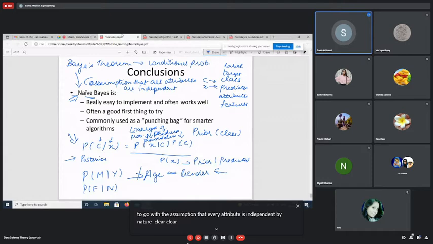Clear, class? Yes, ma'am. We are going with this, and we know that we want our data set to be independent by nature. If it is not independent and dependency comes in, then there is a problem. So undoubtedly, what we want is that the whole data set should be independent by nature.